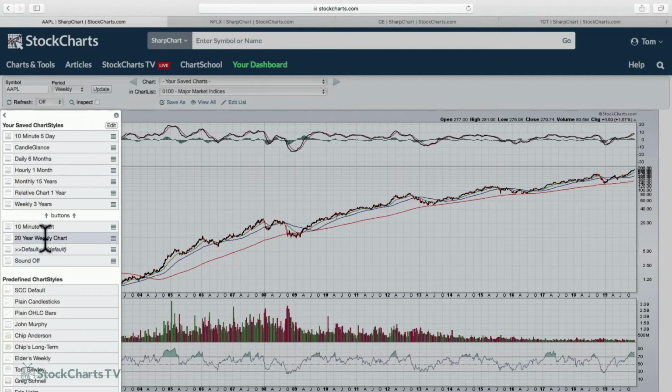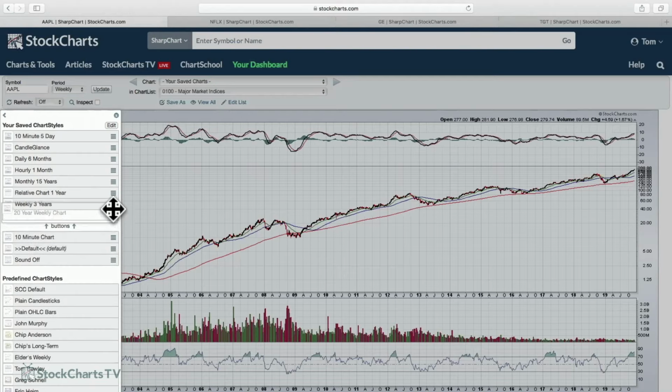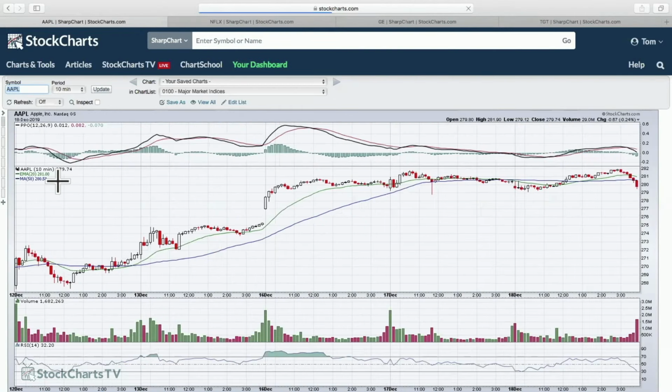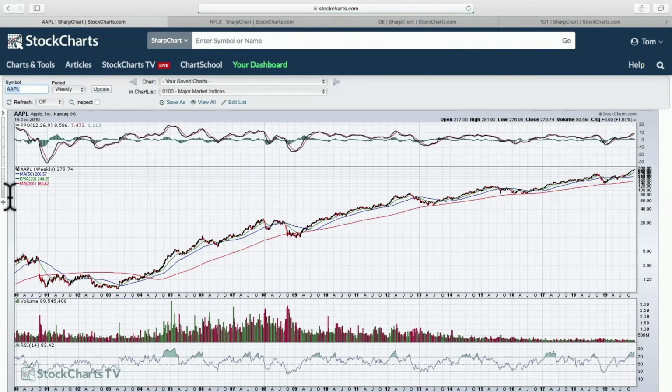Down here doesn't show up. So what I can do is grab this chart and just drag it up. And now it's above the line. So when I get rid of it, now all of a sudden I can go over here and look at my 10-minute, 5-day chart. And now down here at the bottom, see it? 20-year weekly chart is showing up. Now I just click on a button and there's the chart I just saved, the chart style. So these buttons are really cool.